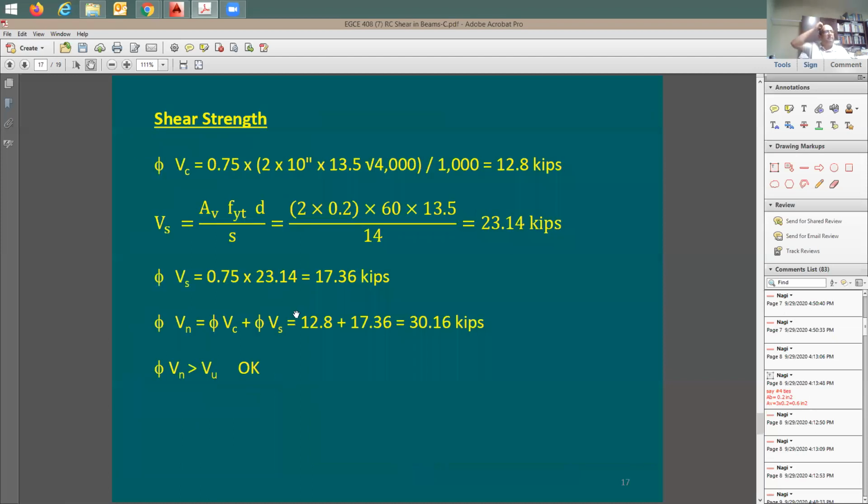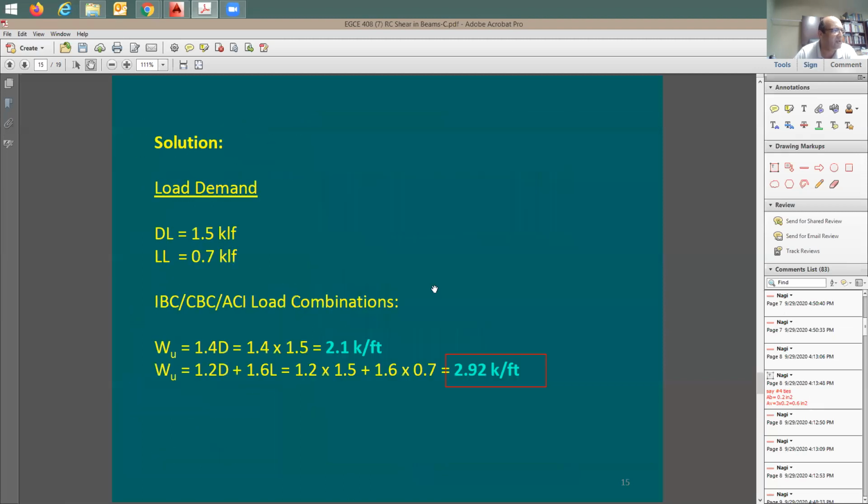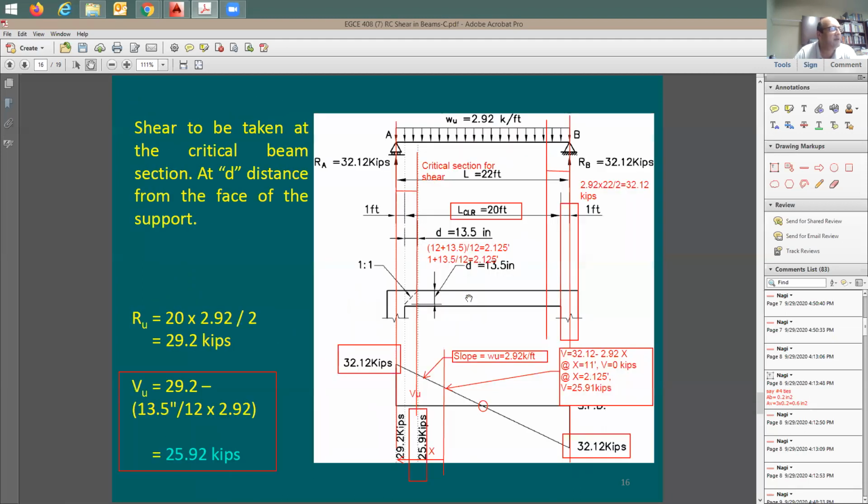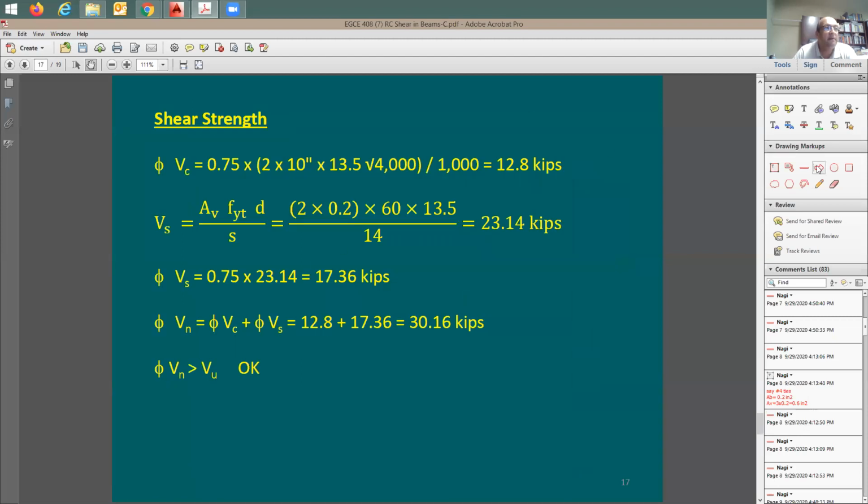How about the strength of the concrete beam? Well, we have our equation. Our equation says phi times 2 square root of f prime c. I'm going to go back here quickly just to show you the equation. Here's the equation: 2 square root of f prime c times bw times depth. Here's the phi factor, the 0.75. Here's the square root of f prime c, the 4,000. Here's the 2, the shear factor.